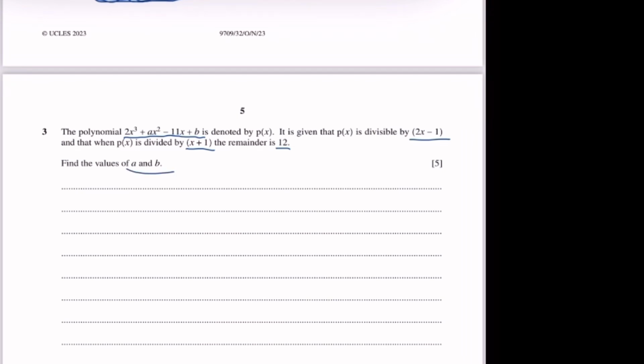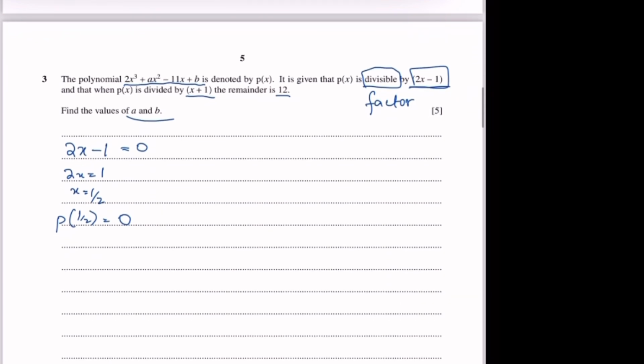So if we try to analyze the first piece of information that they gave us, that px is divisible by 2x minus 1, whenever they say that polynomial is divisible by something, this divisible means that it's a factor. So 2x minus 1 is a factor of this polynomial, so we are going to use the factor theorem. So we're going to equate 2x minus 1 to 0, and then 2x is equals to 1, and then x is equals to half. So basically, when we put the value x is equals to half in the polynomial will be equal to 0.